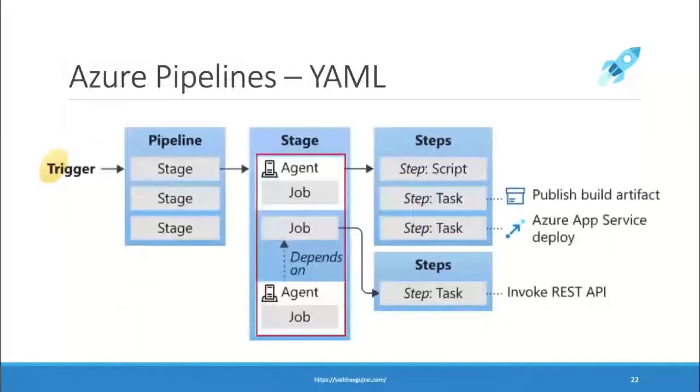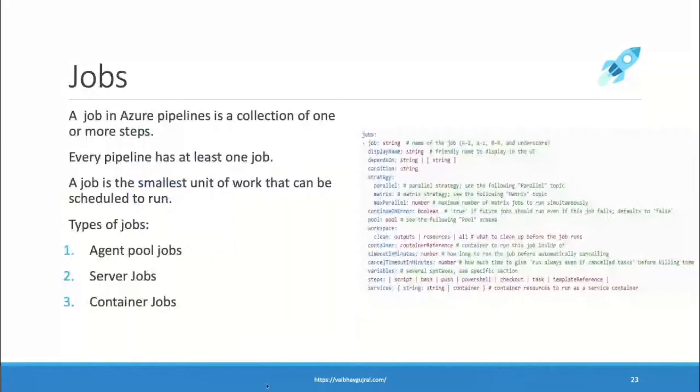Let's talk about jobs and agents. Now, a stage is a collection of jobs. A job in Azure Pipeline is a collection of one or more steps. Every pipeline has at least one job. A job is the smallest unit of work that can be scheduled to run. What you see here is the complete syntax for a job inside a pipeline.